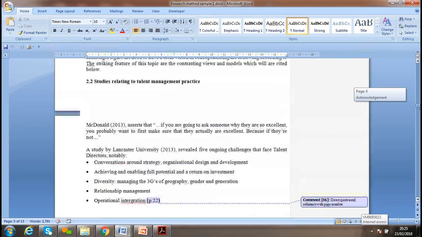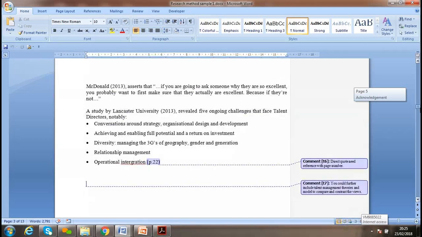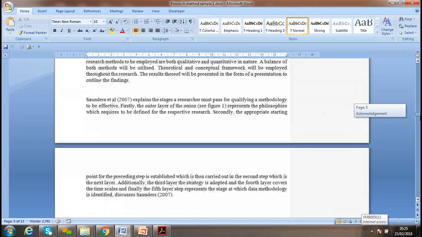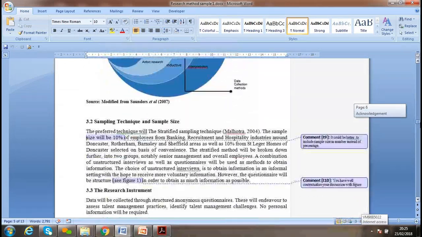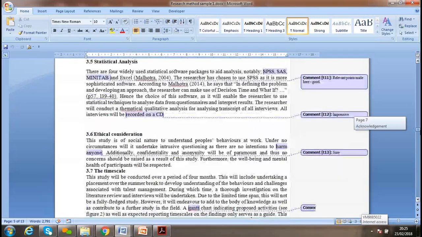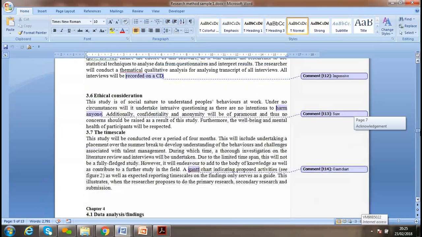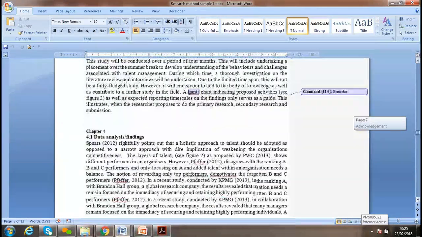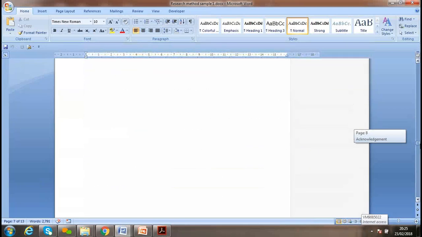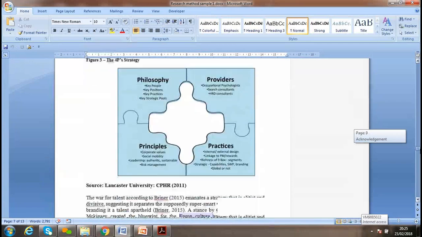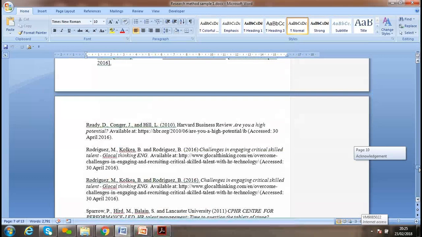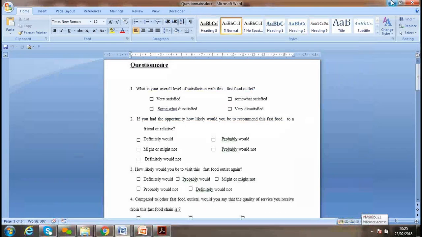Chapter 2 is just about the literature review on talent management. Chapter 3 is about the methodology, which method we'll use. The research onion is discussed, what sample size we'll use, how we'll analyze the data, ethical considerations, harm to people, time scale, and data analysis methods. And then, that's how we'll draw the conclusion and recommendations. This one is not properly structured.